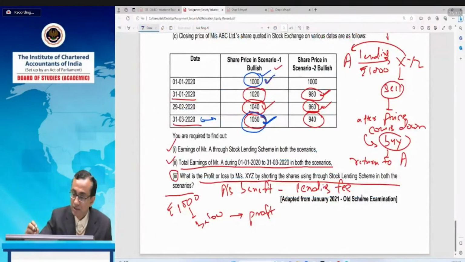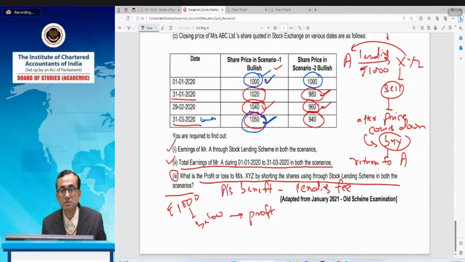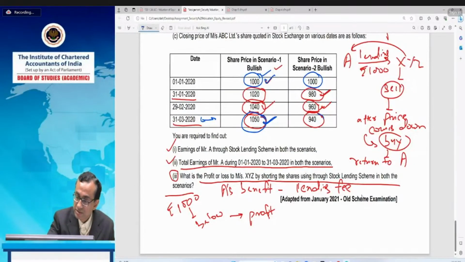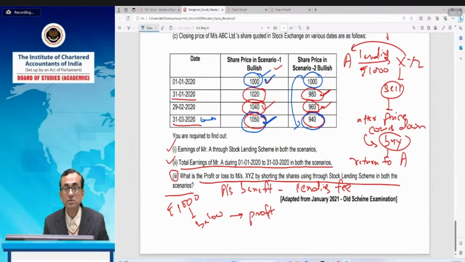In scenario 2, it is a profit to XYZ. How? Here, he has shorted it, or sold it, for 1000 by borrowing it from A. But at the end of the 3 months, the lending period, the share prices have come down from 1000 to 940. So this is the profit. How? Because at that time he has to purchase the shares in order to give them back to A.